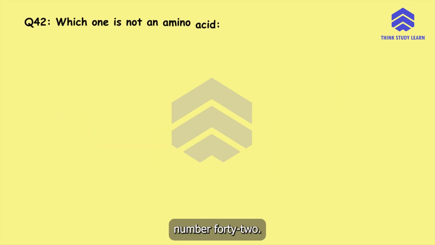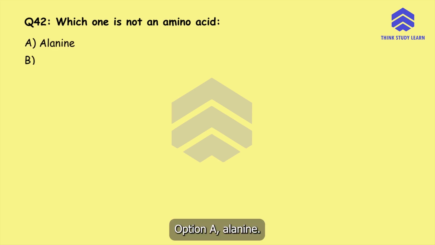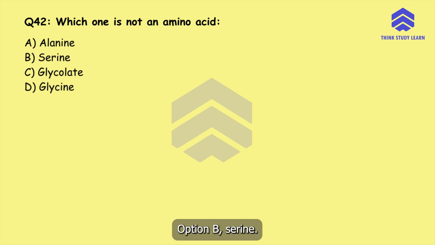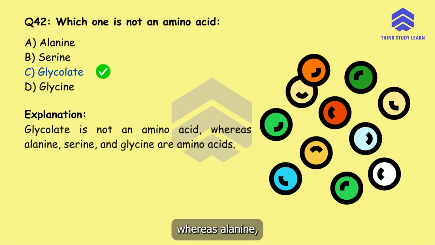Question number 42. Which one is not an amino acid? Option A, alanine, option B, serine, option C, glycolate, or option D, glycine. The correct answer is option C, glycolate. Glycolate is not an amino acid, whereas alanine, serine, and glycine are amino acids.